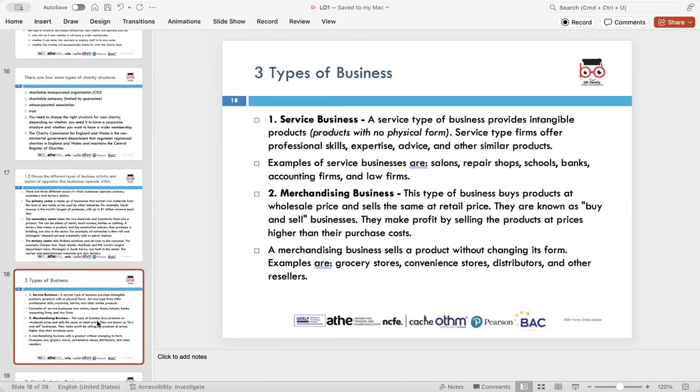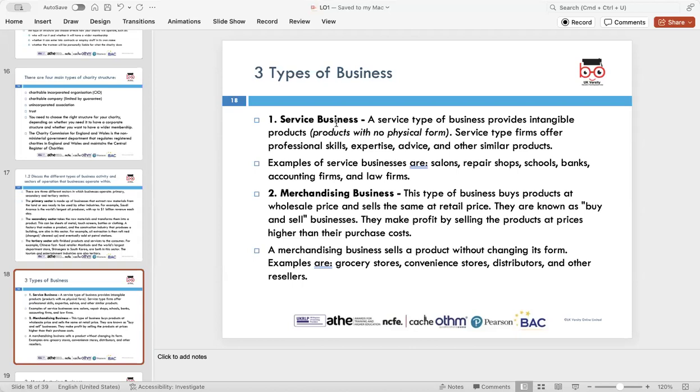Types of businesses. One of the three types of businesses is service businesses, which is characterized by providing intangible items, which are products that do not possess a physical form. Service companies provide a variety of products and services, including professional experience, advice, and other comparable offerings. Some examples of service businesses are salons, repair shops, schools, banks, accounting firms, solicitors, etc.